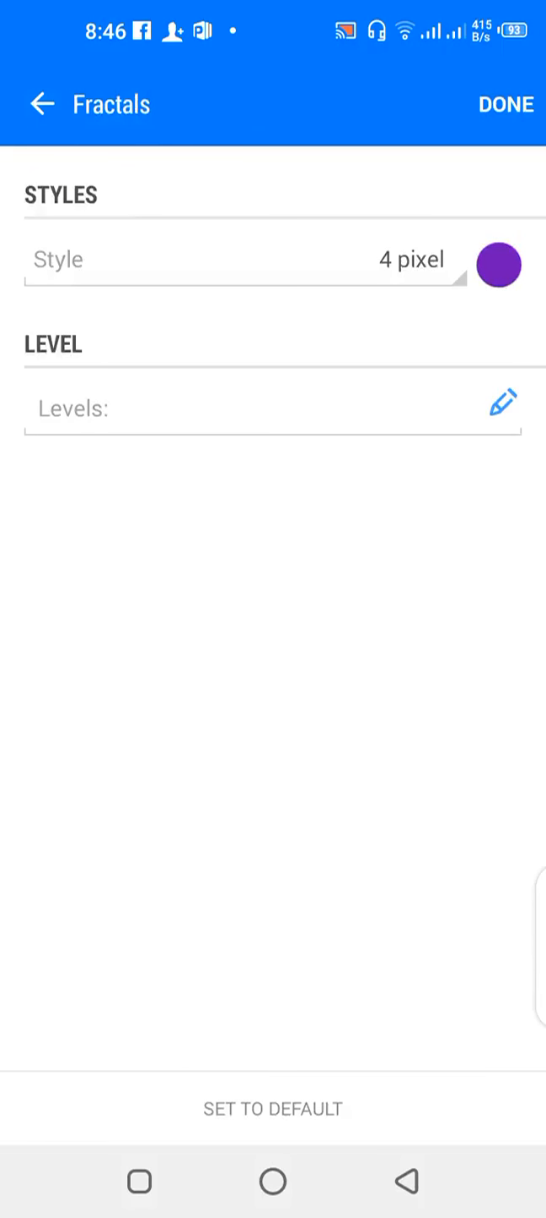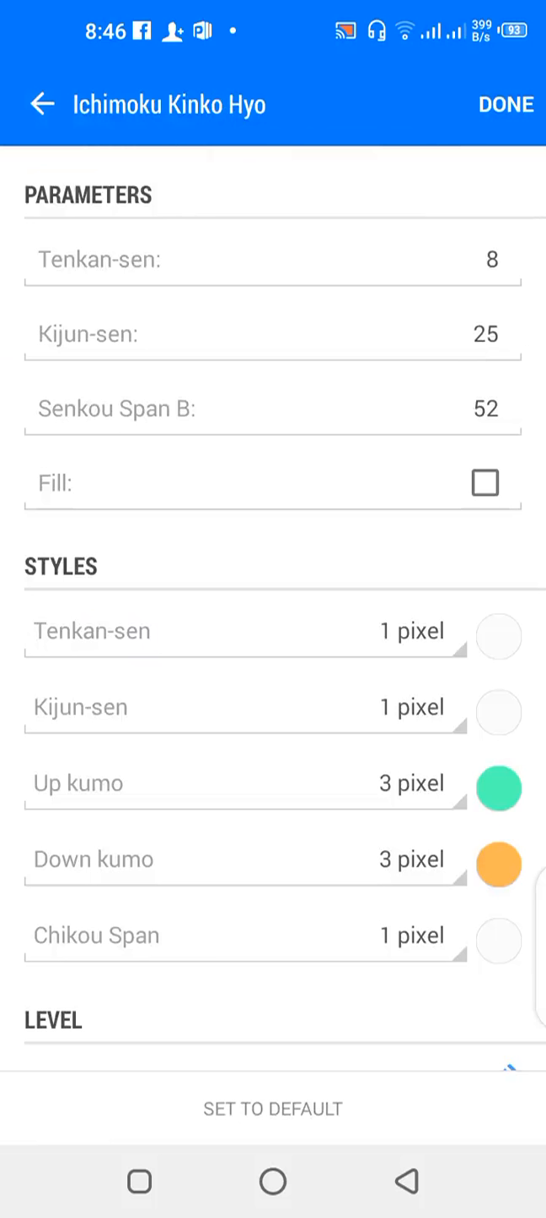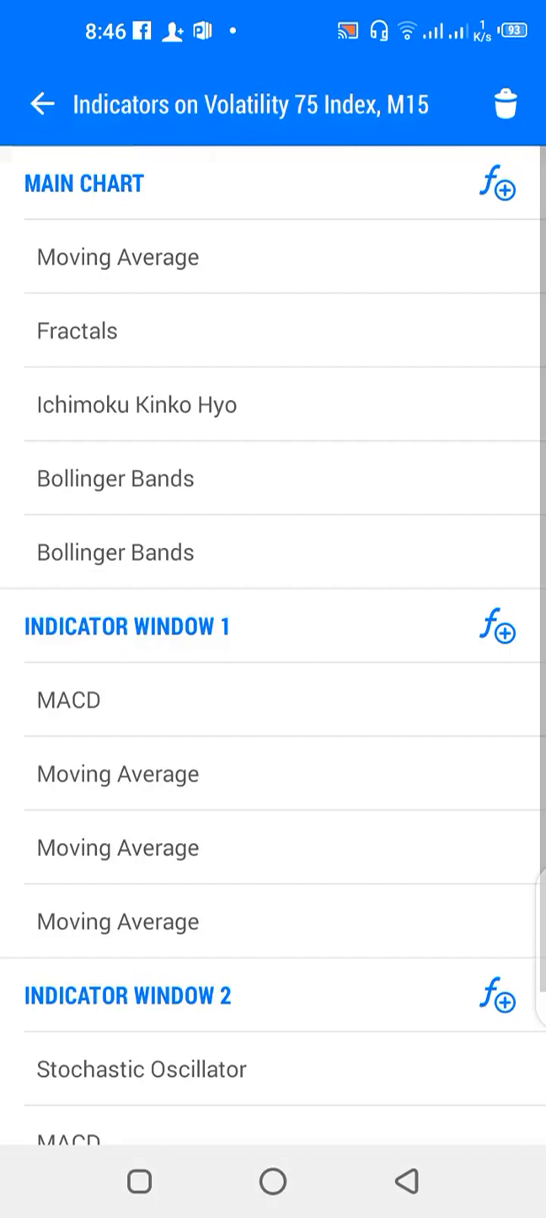Then I have fractals. Then I have Ichimoku: Tenkan-sen 8, Kijun 25, Senkou Span B 52. Then the up Kumo and the down Kumo: for the up Kumo you have lemon, the down Kumo you have orange. For the other styles, you leave the color to match the background color of the chart.